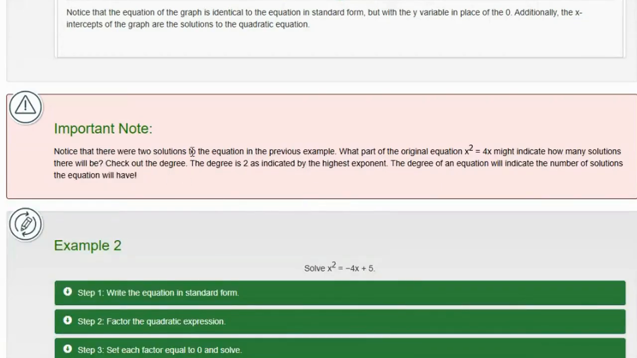Notice that there were 2 solutions to the equation in the previous example. What part of the original equation, x squared equals minus 4x, might indicate how many solutions there will be? It's the degree. Since this 2 is the highest degree, that tells you there should be 2 solutions.